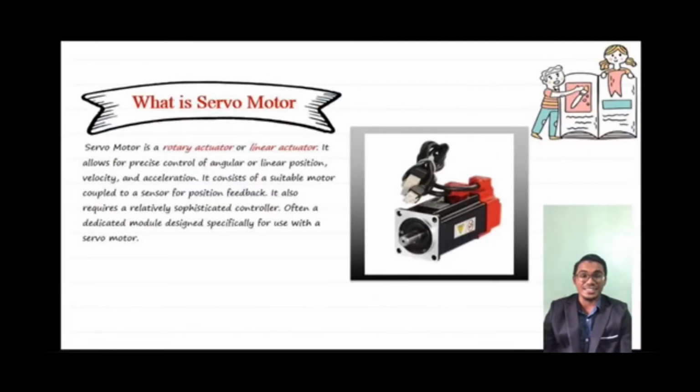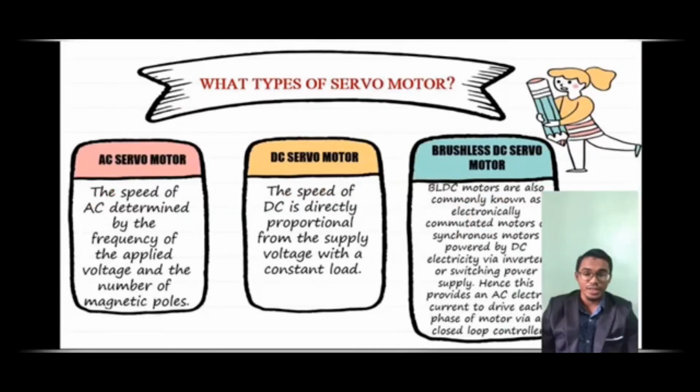Okay, what is a servo motor? A servo motor is a rotary actuator or a linear actuator. It allows for precise control of angular velocity and acceleration. It consists of a suitable motor coupled to a sensor for position feedback, and it also requires a relatively sophisticated controller. Servo motors are separated into three types.